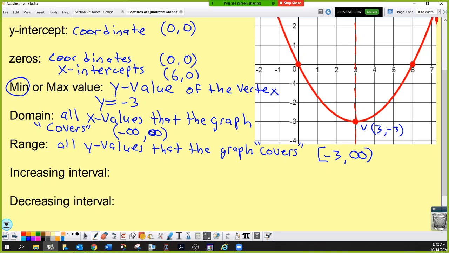Okay. Increasing and decreasing, it already says interval. That means span of numbers. So I don't need to write that it's an interval. And this domain and range, I wrote all values that the graph covers. So you understand that this is a span of numbers. It is not a coordinate. Increasing interval, decreasing interval is asking you, where is the graph going down? Where is the graph going up?